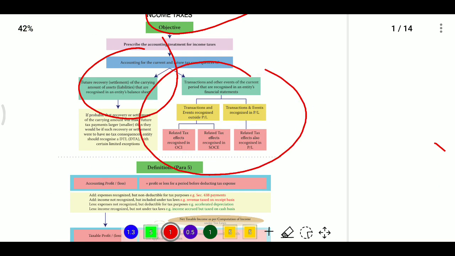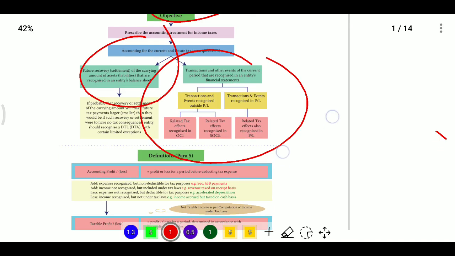So how do we recognize it in the profit and loss account? Transactions and events recognized outside the profit and loss account, the related tax effect is recognized in OCI, or in the statement of changes in equity. Transactions and events recognized in the profit and loss account, the related tax effects are also recognized in the profit and loss account.